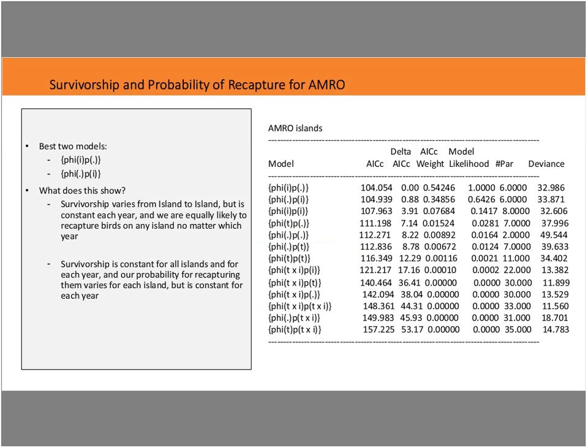Now, survivorship and probability of recapture for the American robin. These were our best two models that I showed you in the slide earlier. So what does this show us? It shows us that the survivorship for each island varies from island to island, but is constant each year. And we are equally likely to recapture birds, that's what this dot here means, on any island no matter which year. Our second model shows us that survivorship is constant for all islands and for each year, and our probability of recapturing them varies for each island, but it's constant each year.